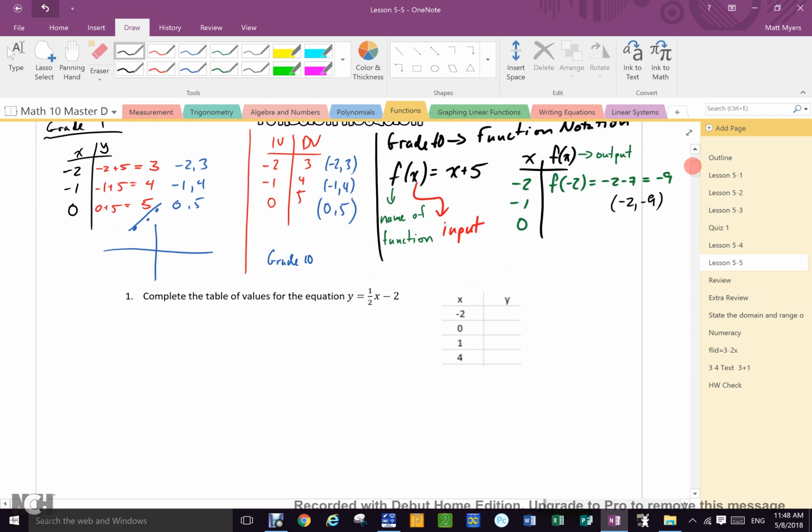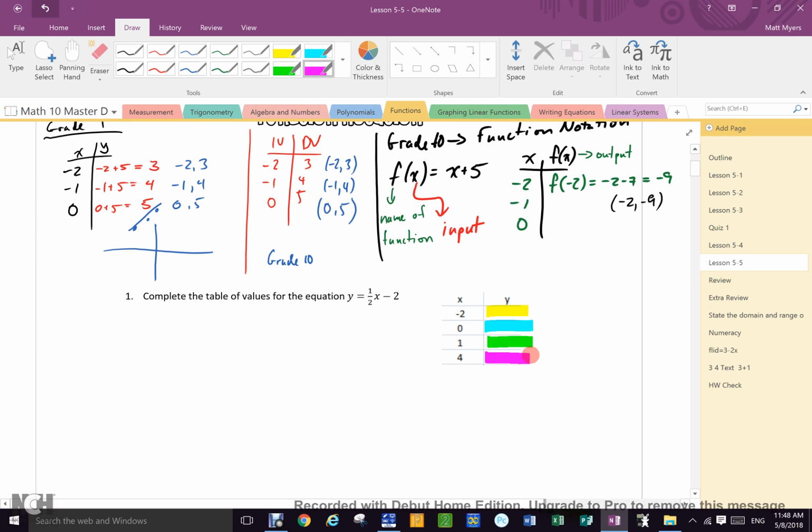Now, right now, in this first example, am I set up pre-grade 10 or post-grade 10? Pre-grade 10. How do you know? Because it's y and x, right? Do I have some x values? Yes. What are they? Negative 2, 0, 1, and 4. So, what does that mean? What am I going to do to figure out how to fill in each box?